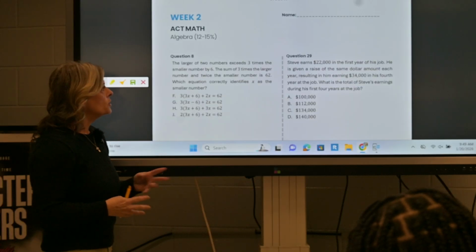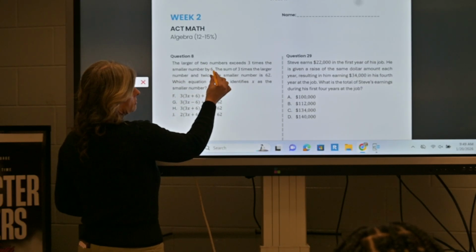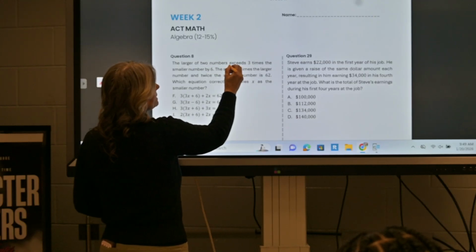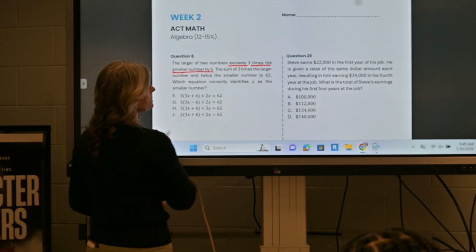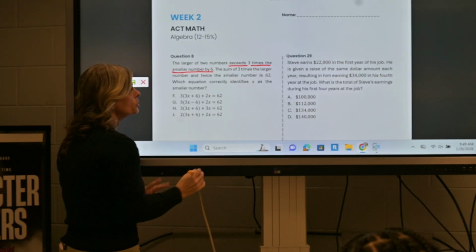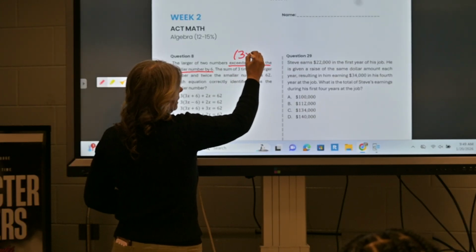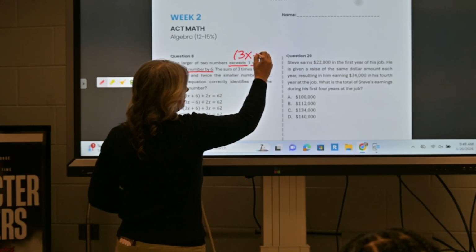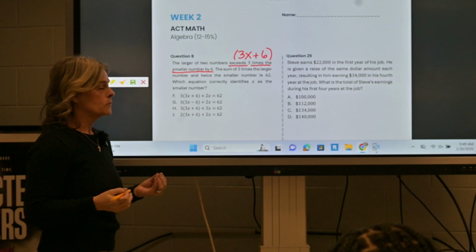Okay, so first of all, let's just read that first line. The larger of two numbers exceeds 3 times the smaller number by 6. So the larger number is 3x plus 6. Okay, that's the larger number.